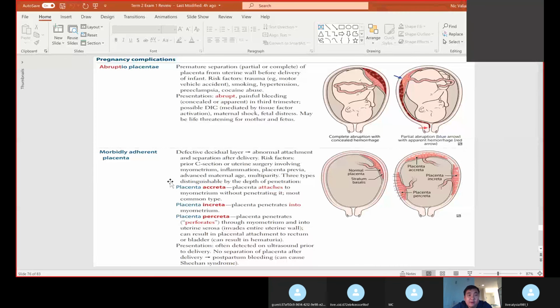Next, morbidly adherent placenta: placenta accreta, increta, and percreta. Placenta accreta attaches to the myometrium without penetrating it. Increta penetrates into the myometrium, and percreta penetrates throughout the myometrium and to the serosa. That's it, basically. There is no separation of the placenta after delivery, so you can have postpartum bleeding. The morbidly adherent placenta can cause the Sheehan syndrome that we talked about a while ago.